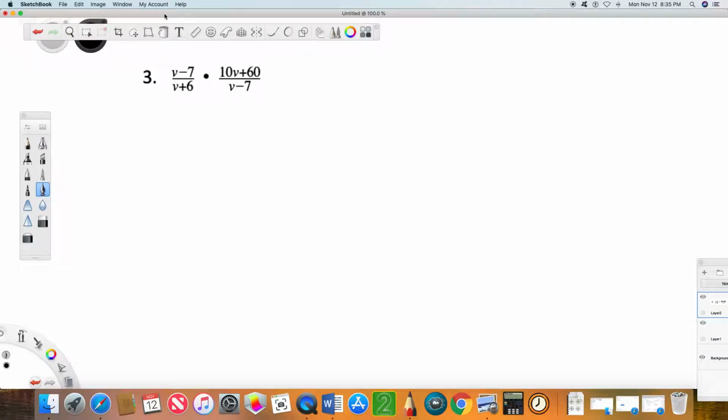Let's take a look here at problem number 3. They want us to multiply these two rational expressions together and get a single rational expression, to write it in lowest terms, and to state any restrictions that we have. Well, the restrictions come in arithmetic. One of the restrictions is that we can't divide by 0. We can't allow a denominator to ever be 0.